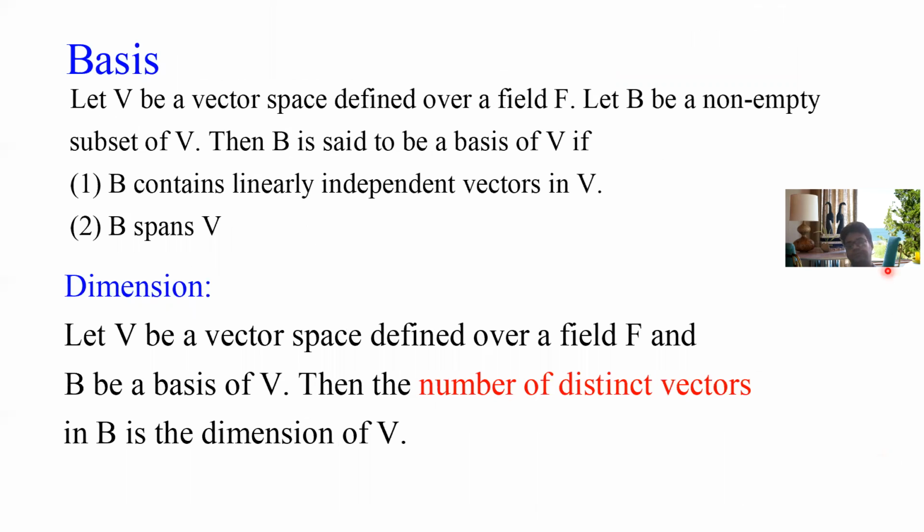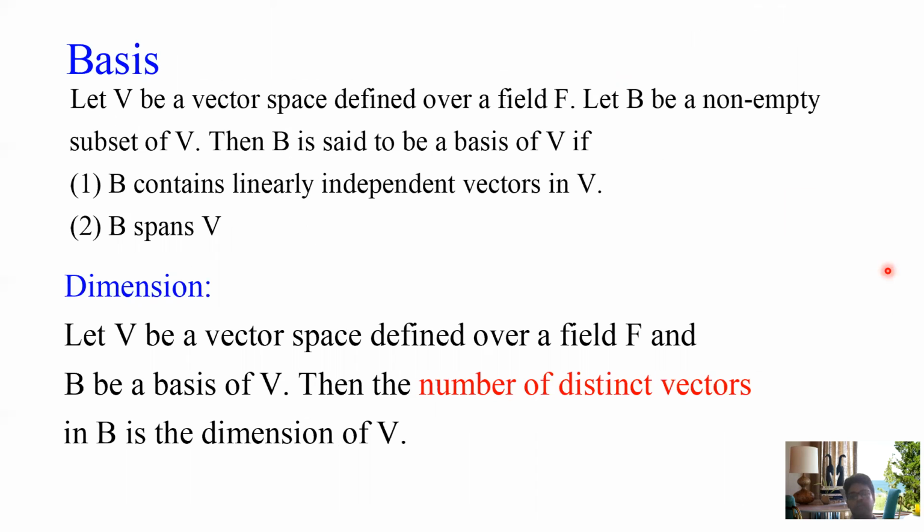Next. Now basis. Let V be a vector space defined over a field F. Let B be a non-empty subset of V. Then B is said to be a basis of V if B contains linearly independent vectors in V and B spans V. What is the meaning? It means B is a subset of V, so B contains some set of vectors.